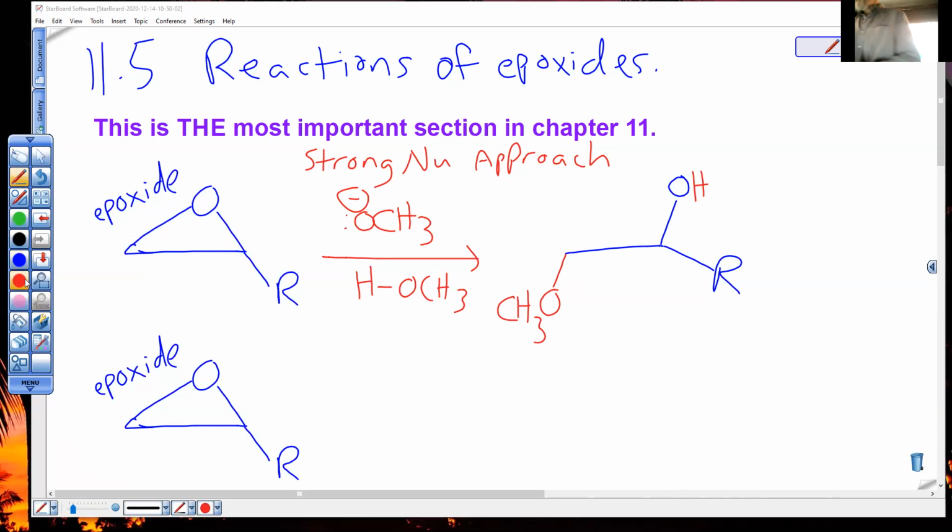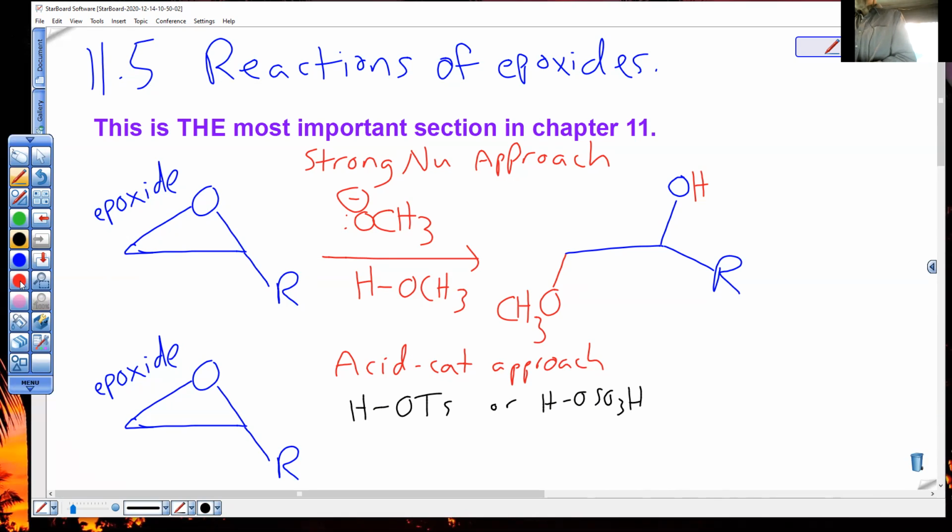And then there's the acid-cat approach. Acid cats having a big day today. And what's our favorite acid cat? H2SO4 or HOTs. And in this example, I'll also have HOCH3 present again. This time it's going to serve as a weak nucleophile because there's no other nucleophiles here. And the solvent. So in both examples, it happened to be the solvent.